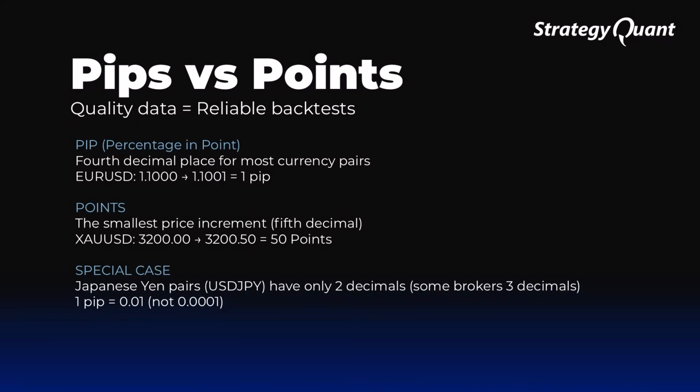Here, prices are quoted to 2 decimal places, so when gold moves from 3200.00 to 3200.50, that's a move of 50 points or 50 cents. In other words, the pip definition may vary depending on the broker and the instrument's quotation. That's why it's always important to know how your broker defines pips and points for each instrument.